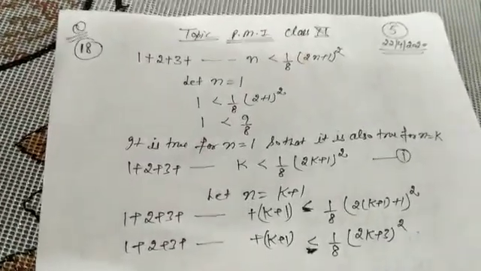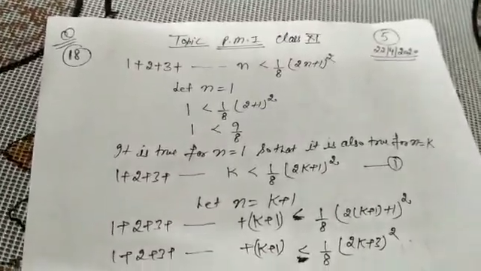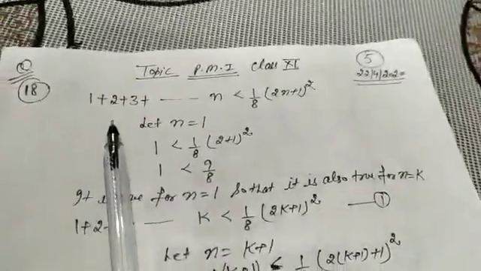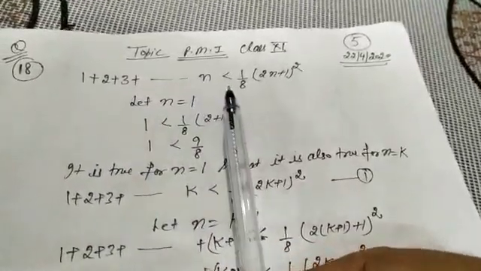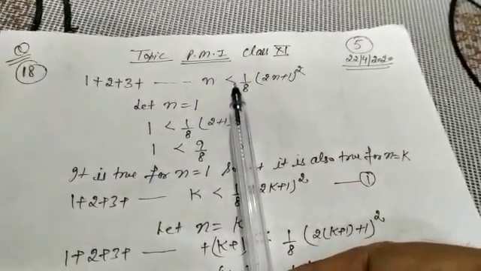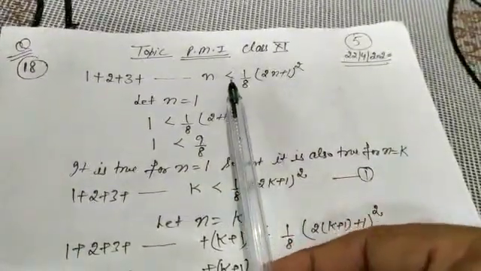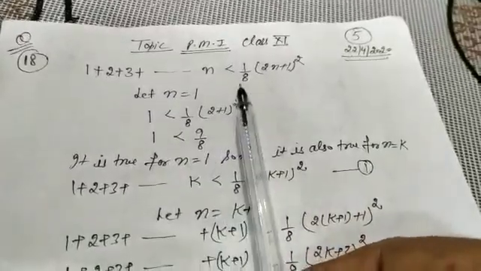Good morning, students. Today we shall discuss one more concept of PMI. See, in this statement the symbol of less than is given to you. In the previous questions you have studied the symbol of equality, but in this case the symbol of less than is there. But the process is the same.